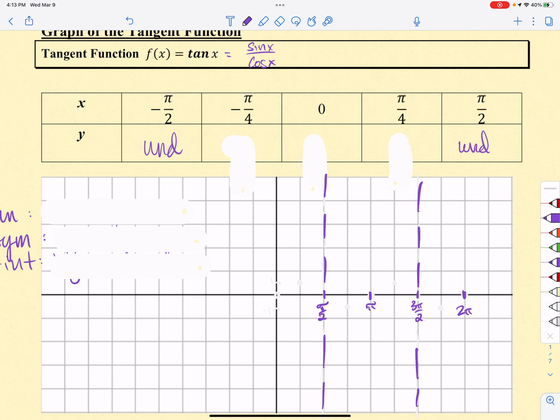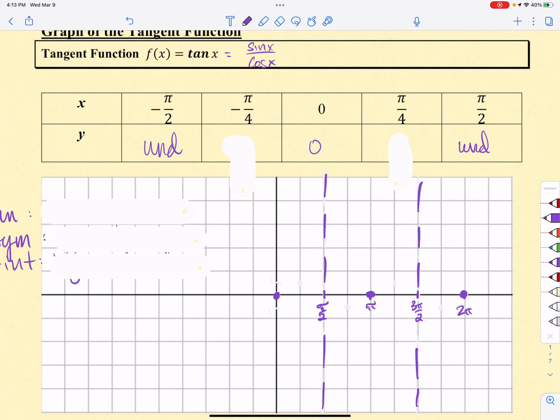Well, sine over cosine is going to equal 0 over 1. So we'll have an x-intercept at 0. At pi, and I don't have any more places to fill in, but at pi, my tangent graph, sine divided by cosine, is going to be 0 divided by negative 1. So once again, 0. And at 2 pi, 0 divided by 1, which is 0.